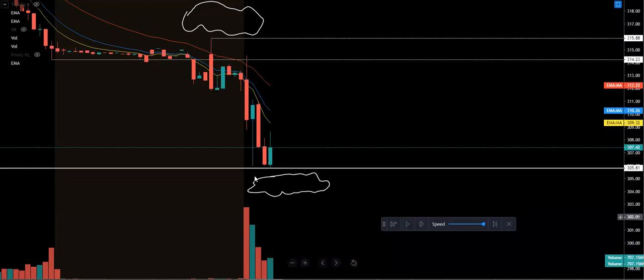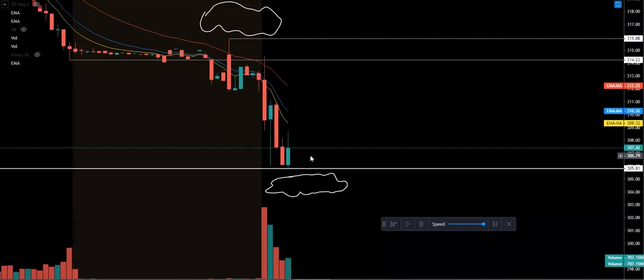That's good volume. That's a perfect to the penny test of support. It's proven once, twice, 3 times. I think we're pretty happy with that. So now what we need to see is a confirmation of a 5 minute trend change.